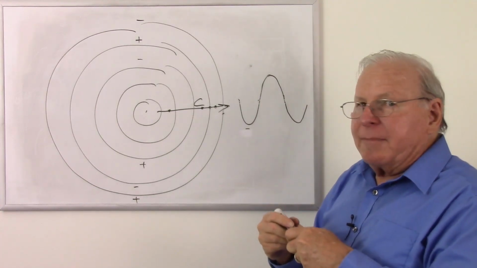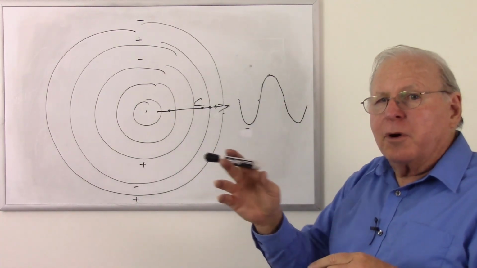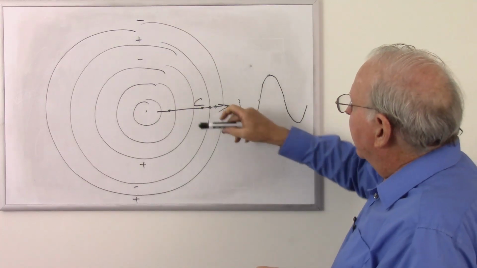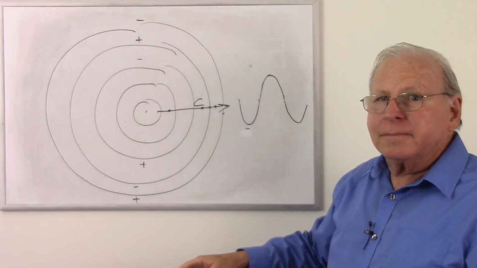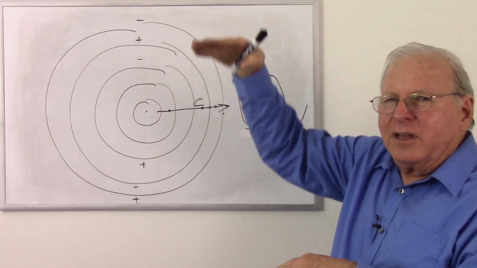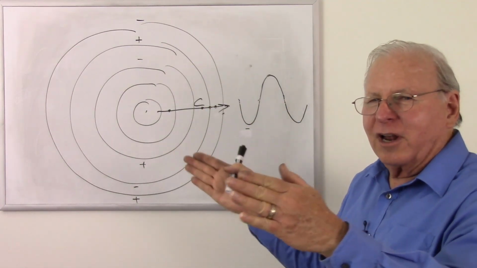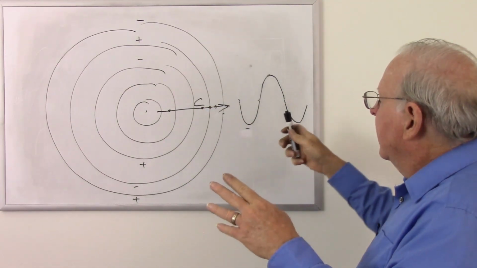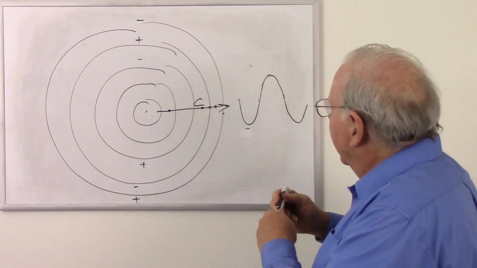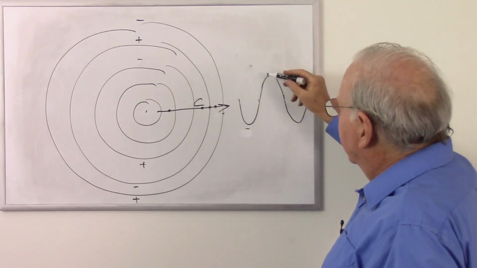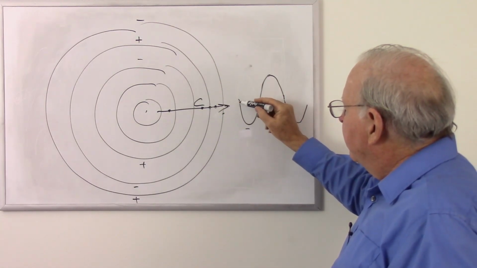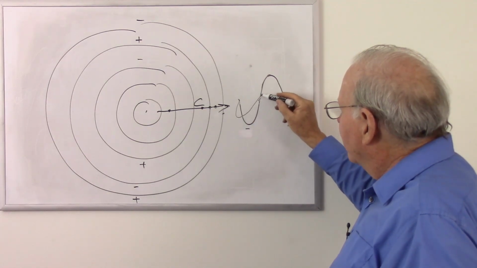So since the magnetic field is perpendicular to the electric field, and here we have vertical polarization. Remember, if the electric field is vertical, it's vertical polarization. If the electric field is horizontal, it's horizontal polarization. So we have this vertical polarization, and so the electric field is vertical, but the magnetic field is horizontal.